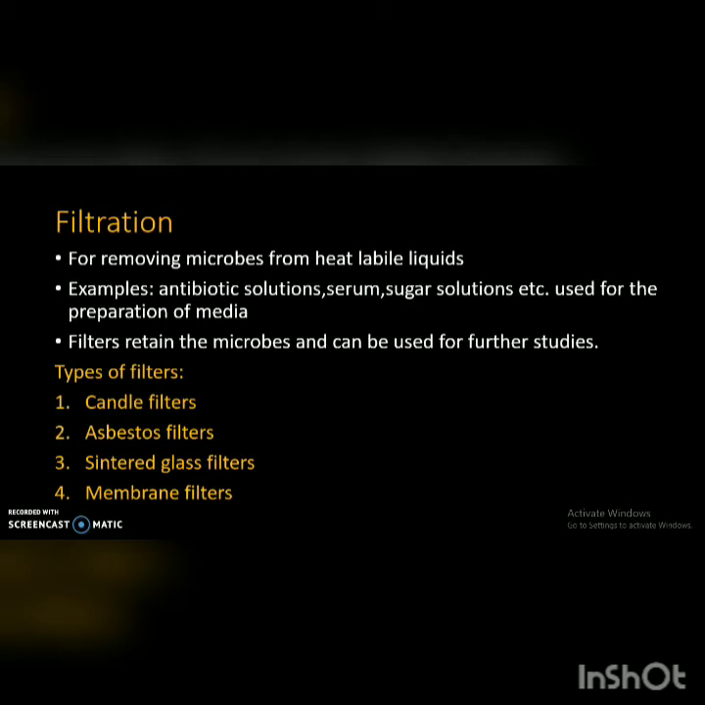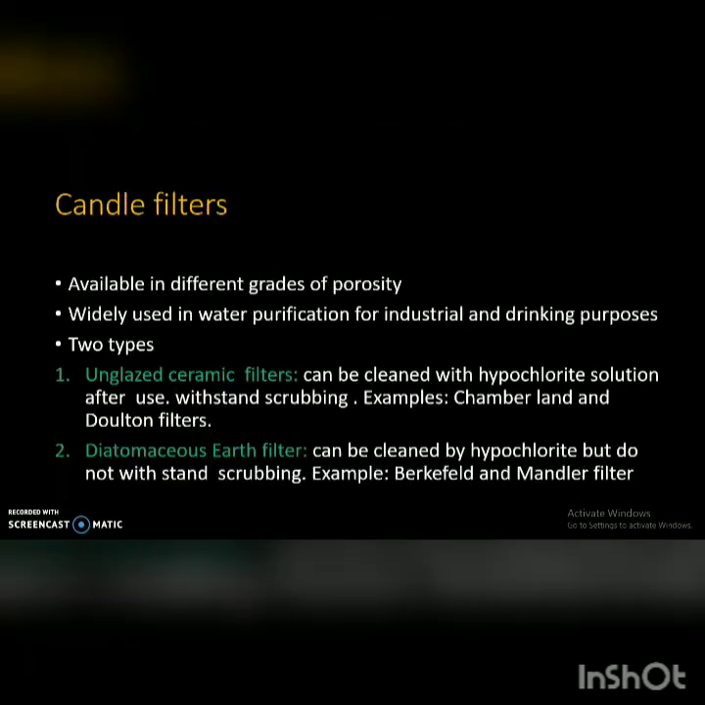That's all about autoclave. Next physical method is filtration. This filtration is used for removing microorganisms from heat labile liquids. For example, for removing microbes from antibiotic solutions, serum, sugar solutions, etc., which are used for preparing media. Filters retain the microbes and can be used for further studies. Different types of filters are candle filter, asbestos filter, sintered glass filter, and membrane filter.